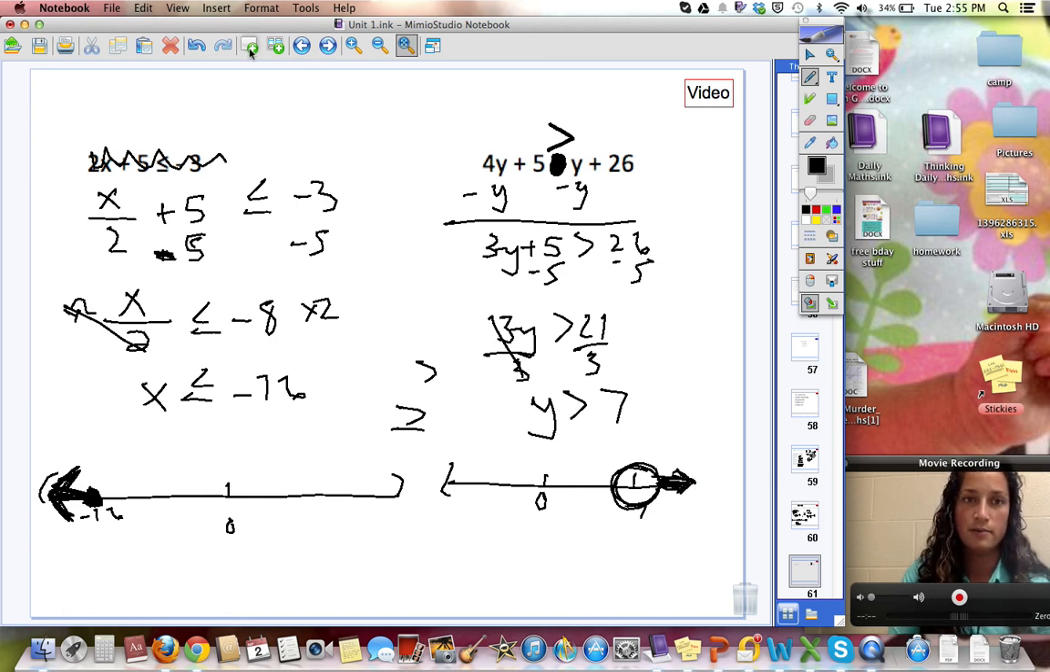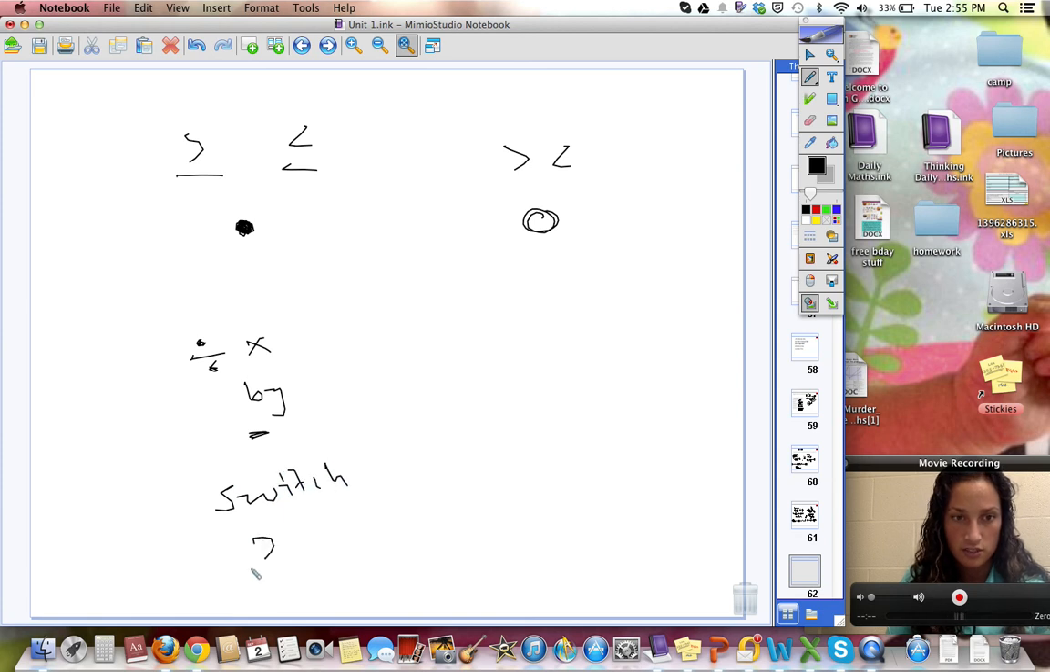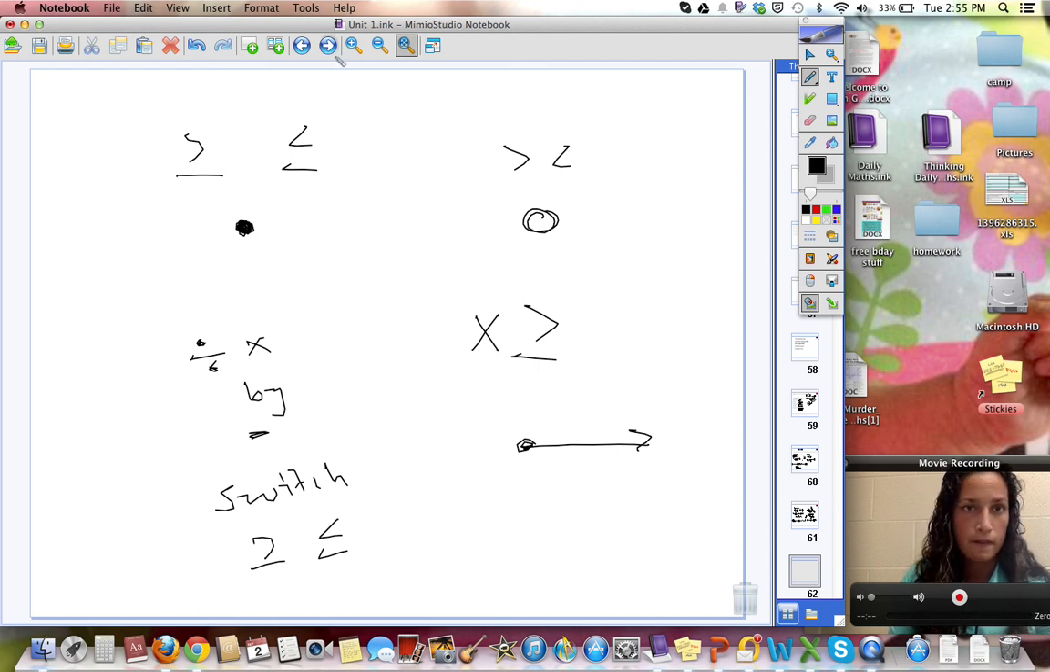So I'm just going to add a random page. If it is greater than or equal to, less than or equal to, it's a closed circle. If it's just greater than or less than, it's an open circle. If you divide or multiply by a negative, you switch the direction. So if it was this, it becomes this. As long as your variable is on this side, you draw your arrow pointing that same way, as long as the variable is on the left side. So that's just a little hint.